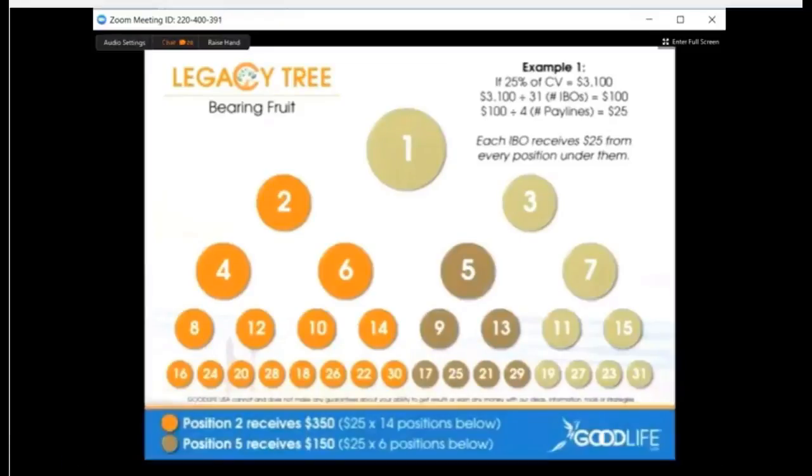IBOs in this example that are in the actual tree. That equals $100, right? You divide 31 and 31, it's $100. How many pay lines do we have? Well, we've only filled 4 pay lines. So therefore, we take the 4 pay lines divided by the $100. Now we've created this amount of $25.